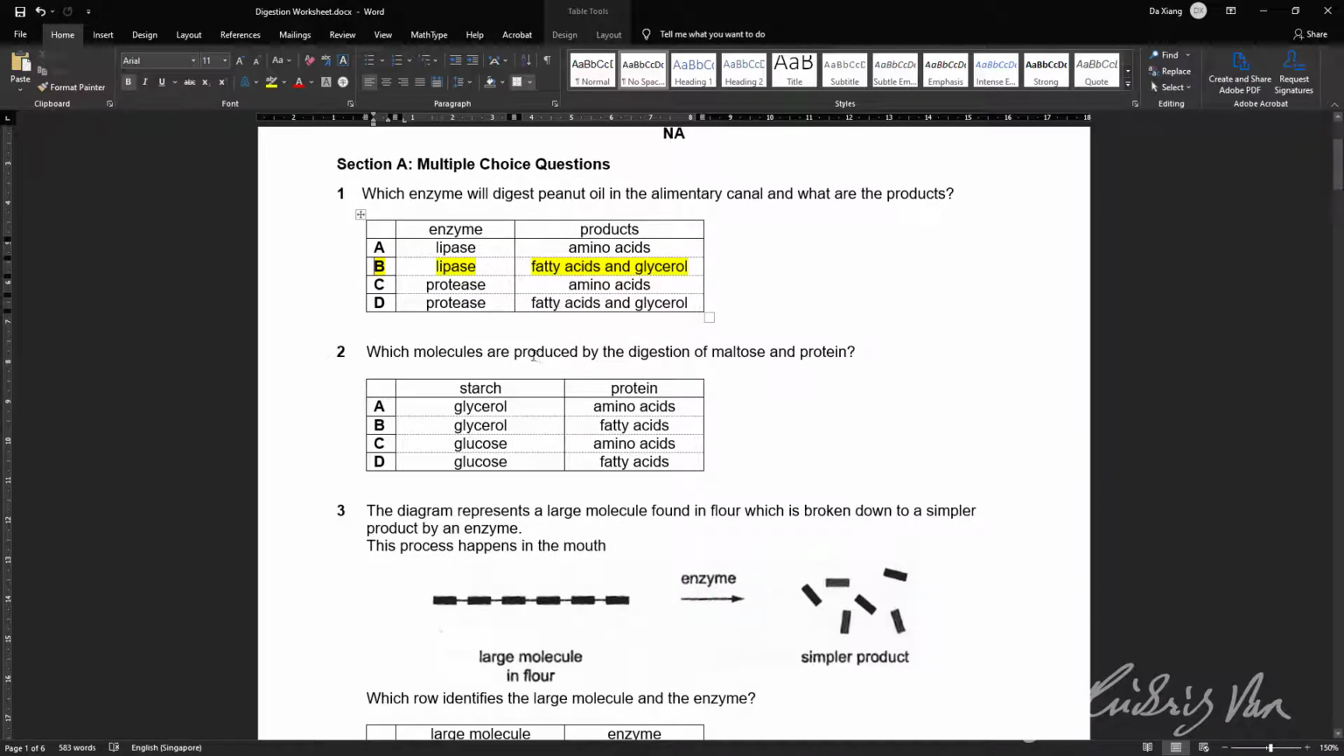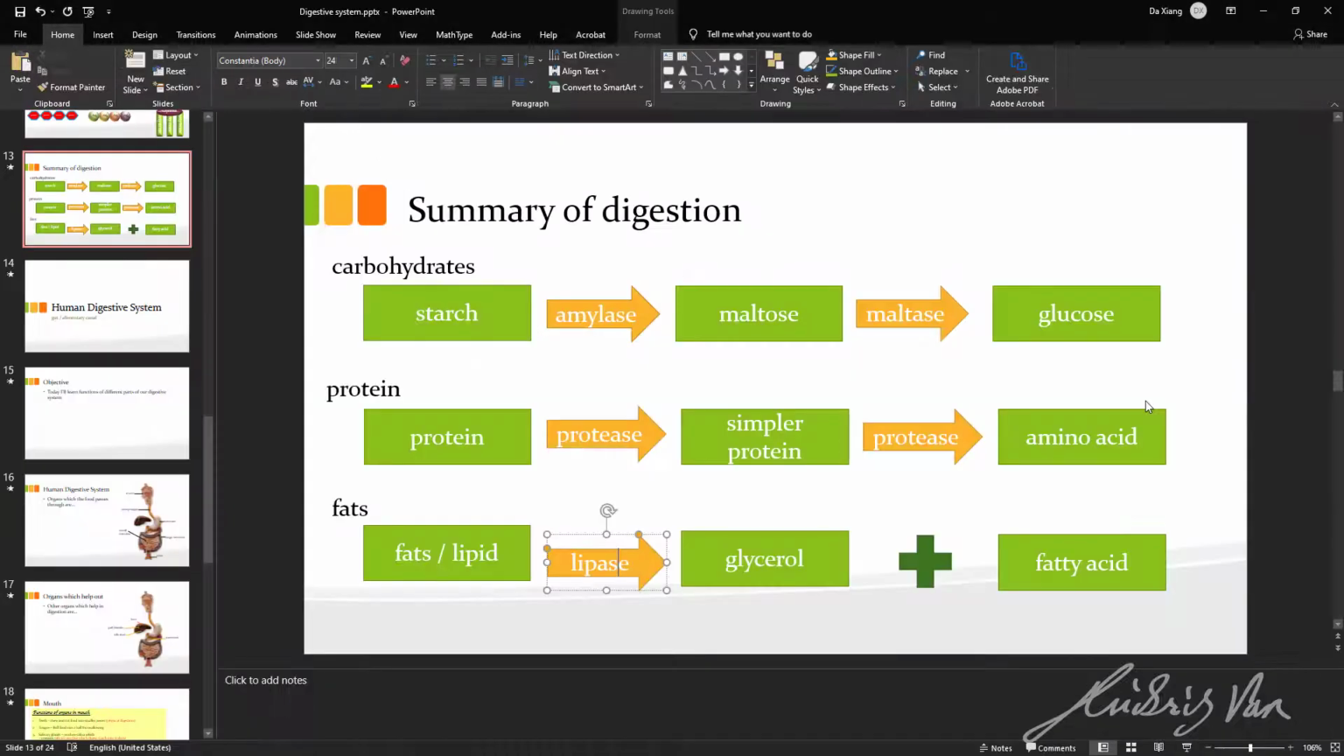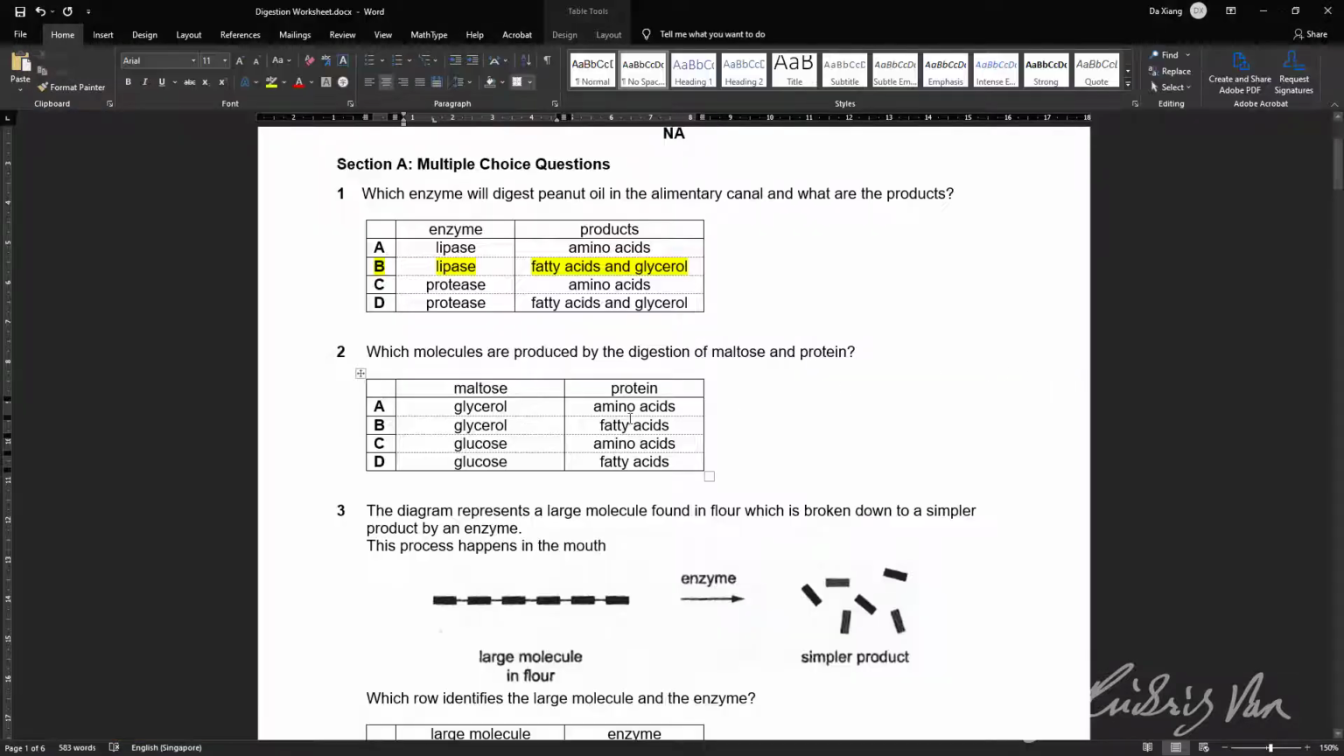Which molecules are produced by the digestion of maltose and protein? So there's a typo here. This one is not starch. This one is maltose. So let us take a look at the slide. For maltose, it produces glucose. Protein, it produces amino acid. So maltose to glucose and protein to amino acid.